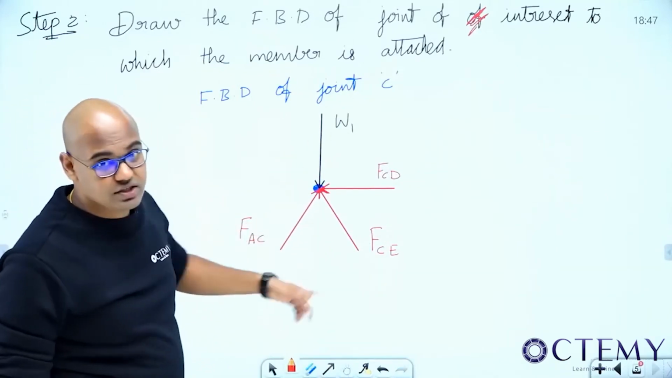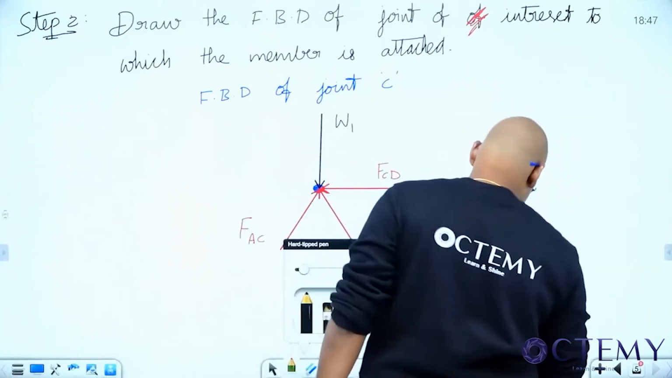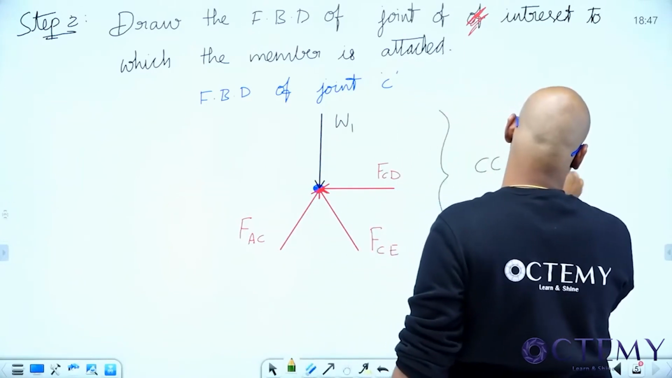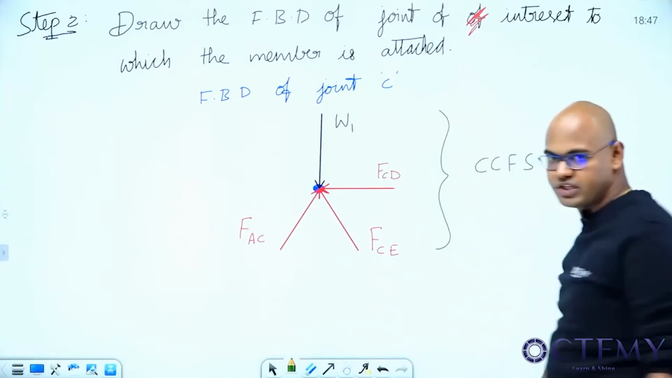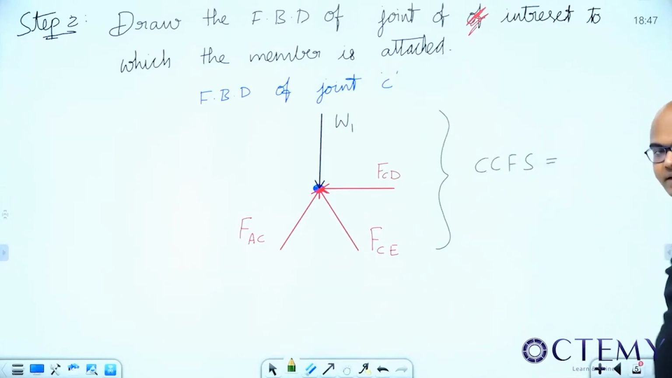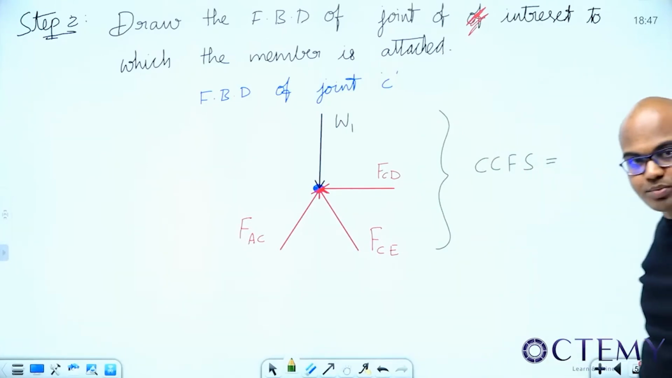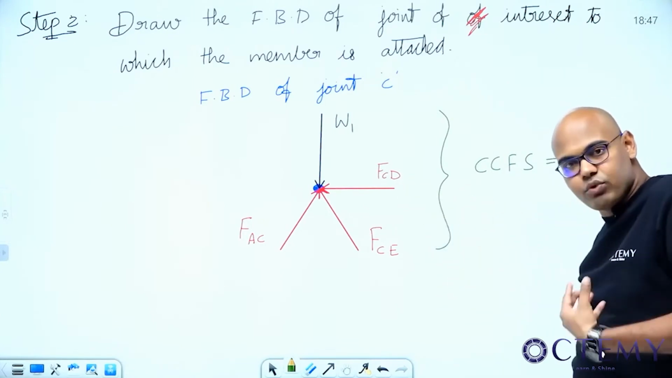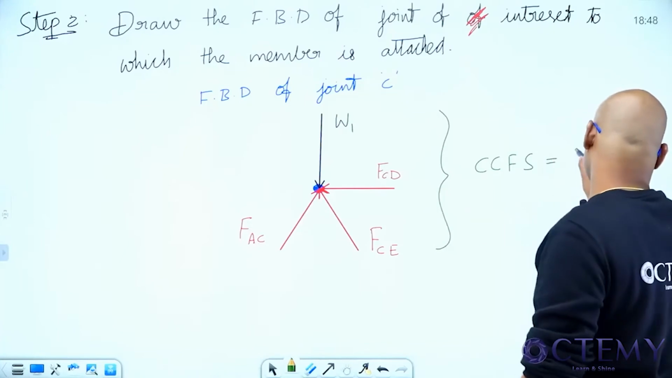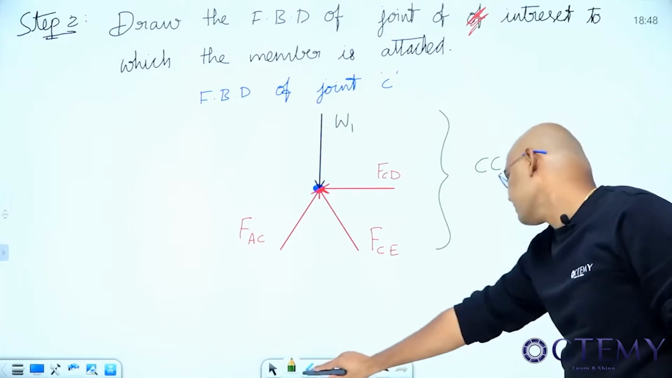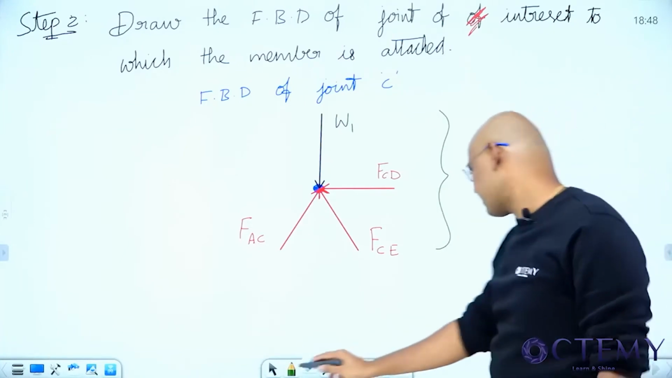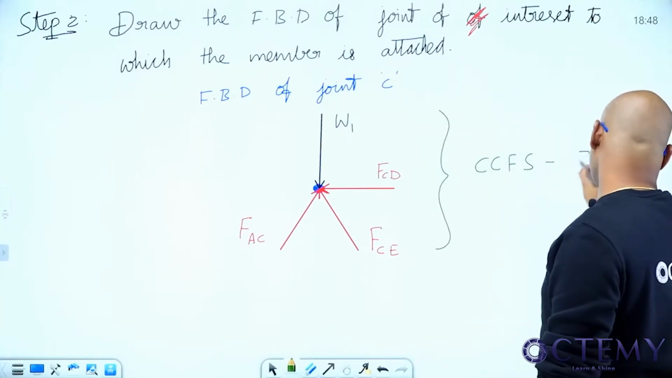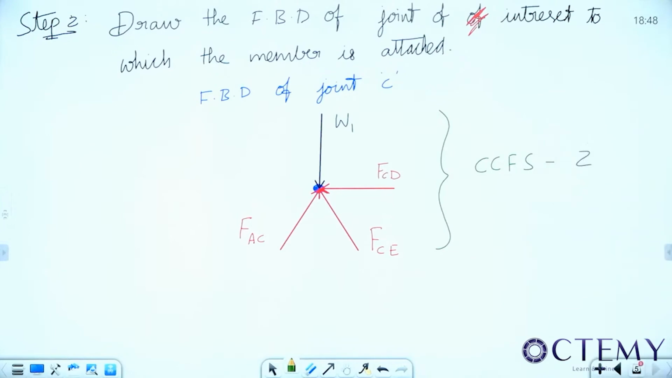See, what is this system? Coplanar concurrent force system. For a coplanar concurrent force system, how many equations of equilibrium do we have? Because it's a point, it can have only translation. That means it can have only 2 equations of equilibrium. Yes or no? I have only 2 equations of equilibrium.